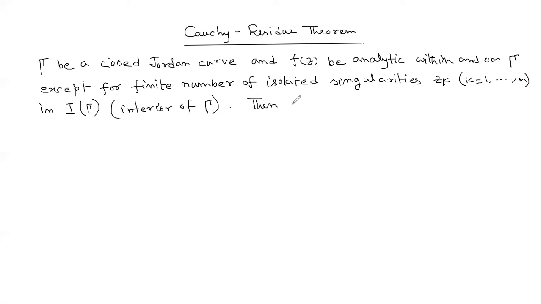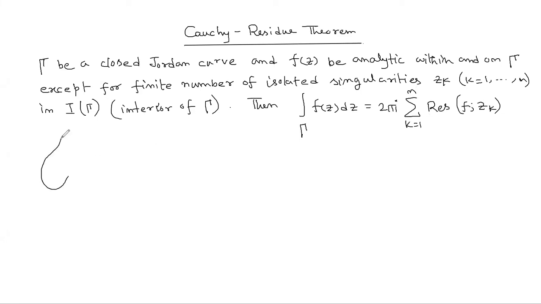Then integral over gamma f(z) dz is equal to 2 pi i times sum of all residues of f at the singularities z_k for k equal to 1 to n. So f(z) is analytic within and on gamma except for this z_1, z_2, ..., z_n. There are n number of singularities of the function f(z) which are situated inside gamma. They cannot be on gamma.